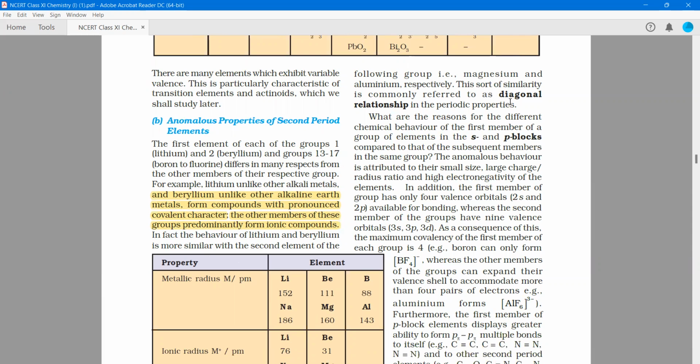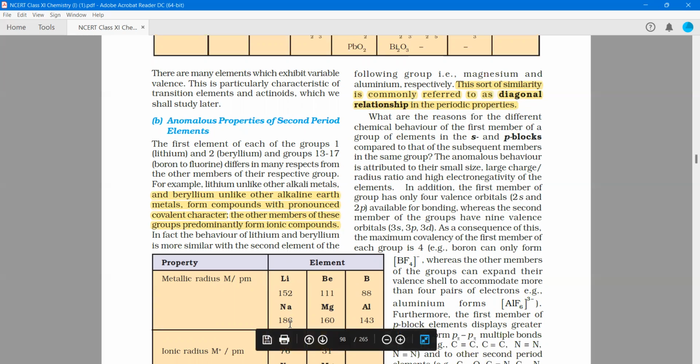This sort of similarity is commonly referred to as a diagonal relationship in the periodic properties. So it is a very, very famous term, the diagonal relationship. There exists a diagonal relationship in the periodic table, and one of them is what we are discussing. So lithium, sodium, beryllium, magnesium, boron, aluminum. This is group 1, group 2, and this is group 13.